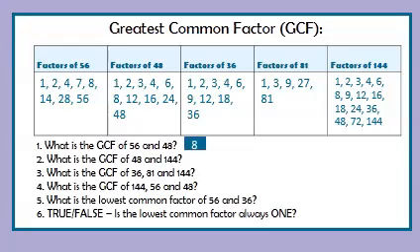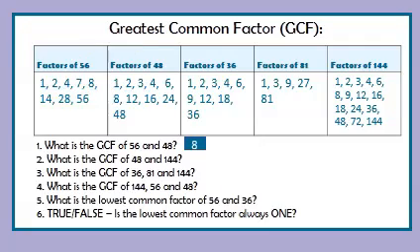Now the question is, what's the greatest common factor of 56 and 48? So we are doing the first two. The common factors, first of all, 1, 2, 4. Here you have 8. And what else? That's it. But the greatest one is 8.